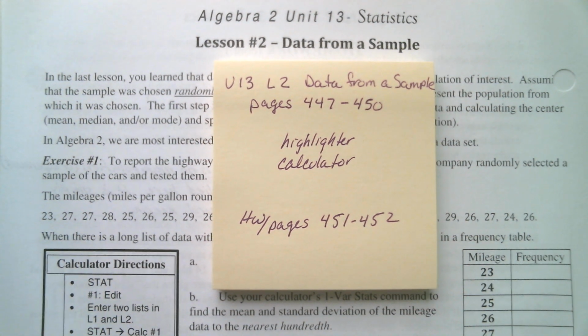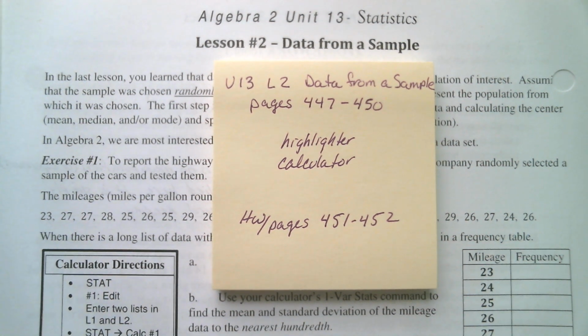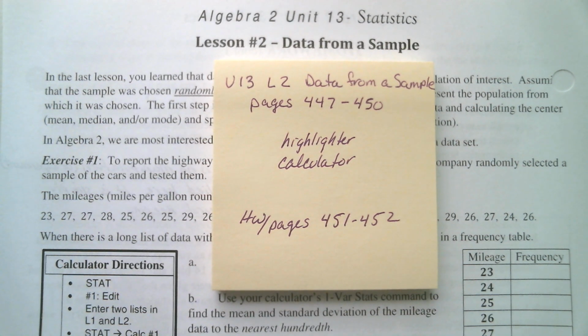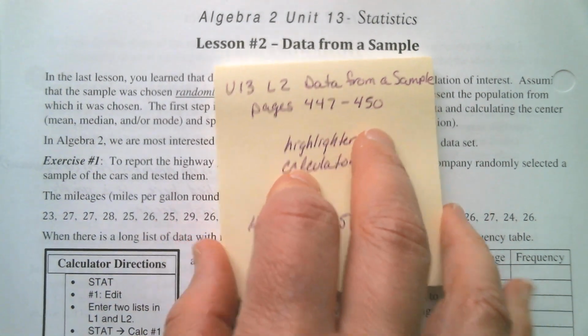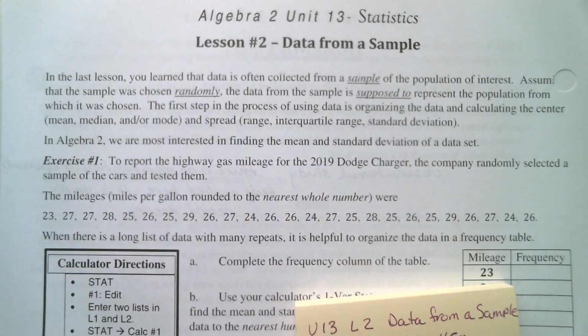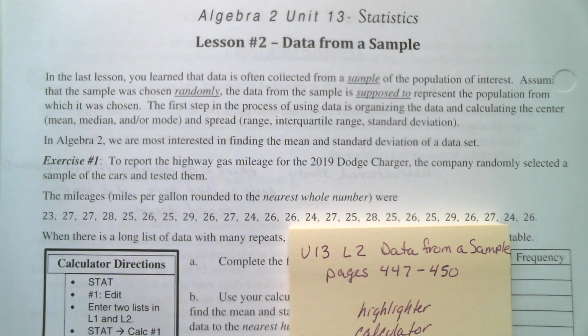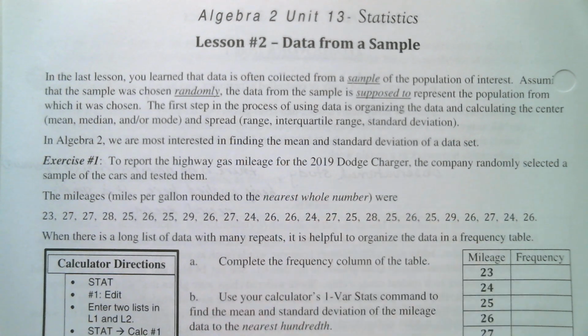This lesson is Unit 13, Lesson 2, Data from a Sample. We'll be covering pages 447 to 450. It'd be helpful if you had a highlighter and a calculator. And the homework is pages 451 and 452. Some of what we do today, hopefully you'll recall because you did do this in Algebra 1.